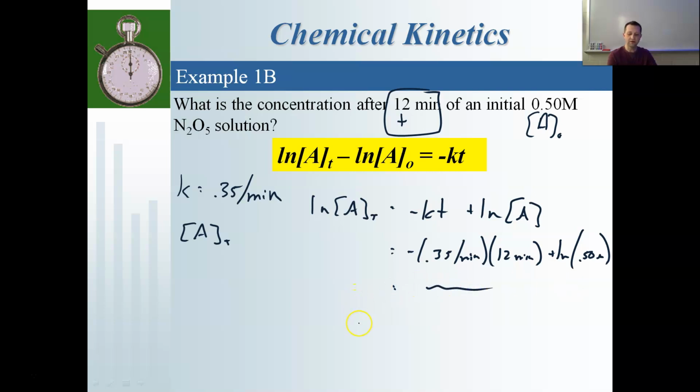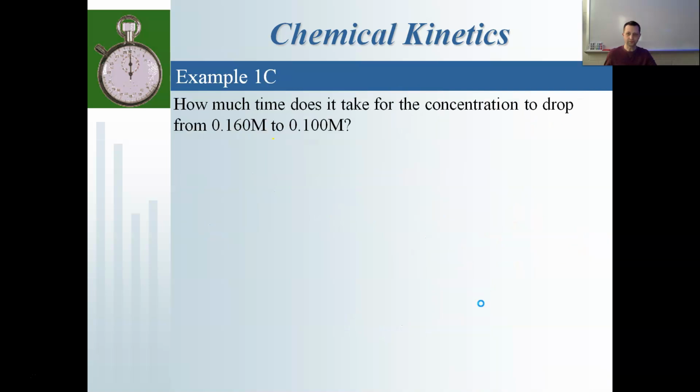That'll give you some number. Then you take e to that number, and that's going to give you the concentration of A sub t. After all is said and done, what we should end up with for an answer here is 0.0075 molar for the concentration after 12 minutes. So that is solving for A sub t, rearranging that equation.